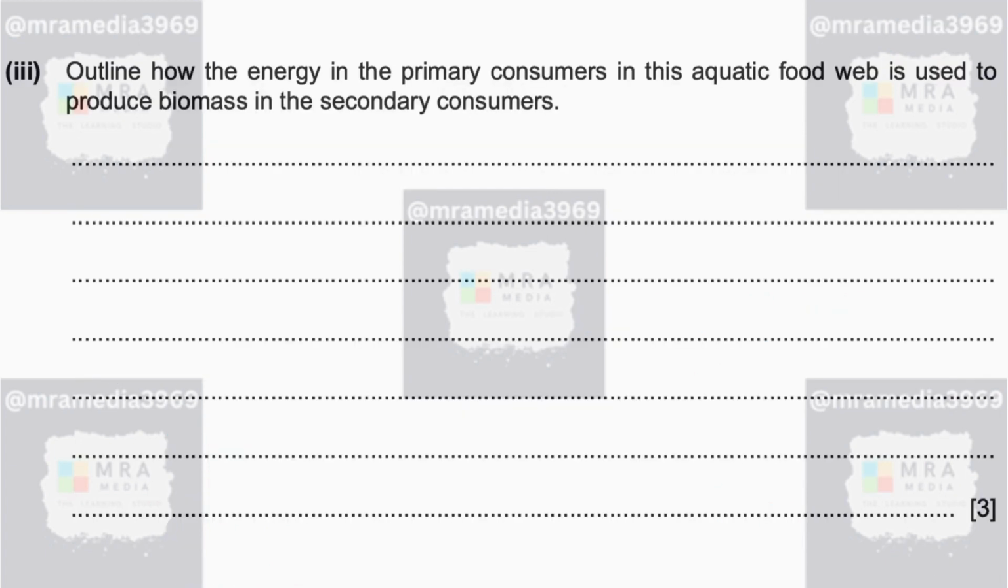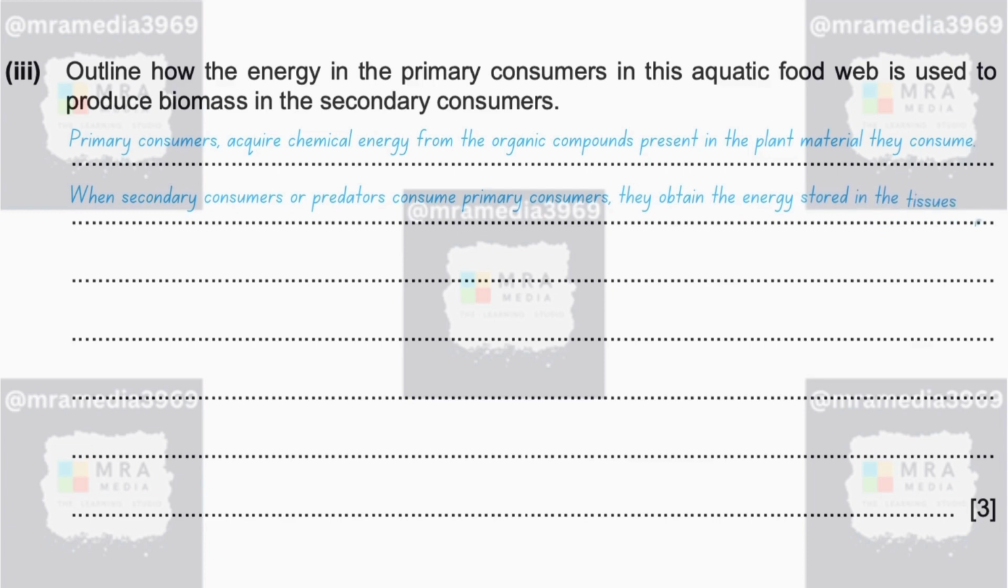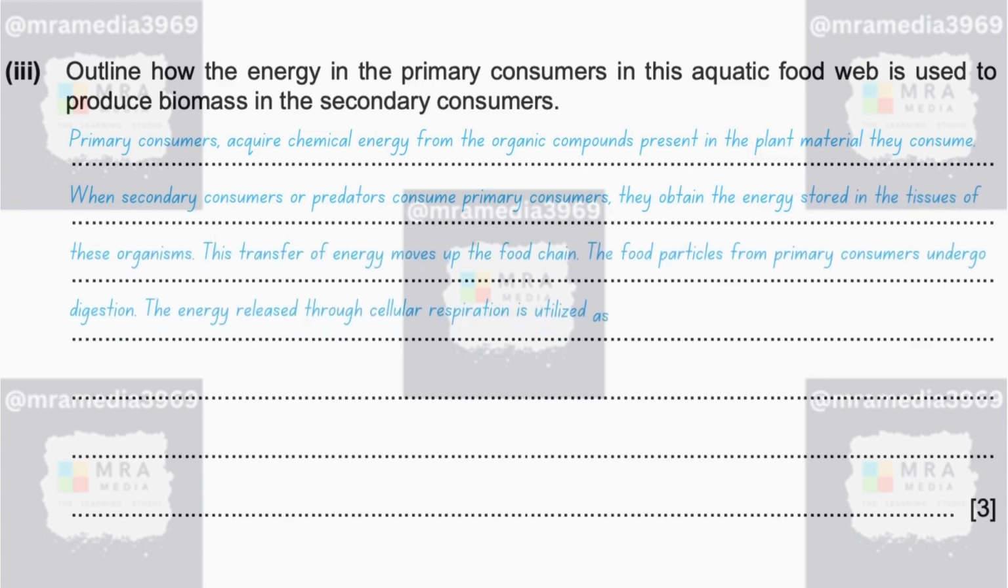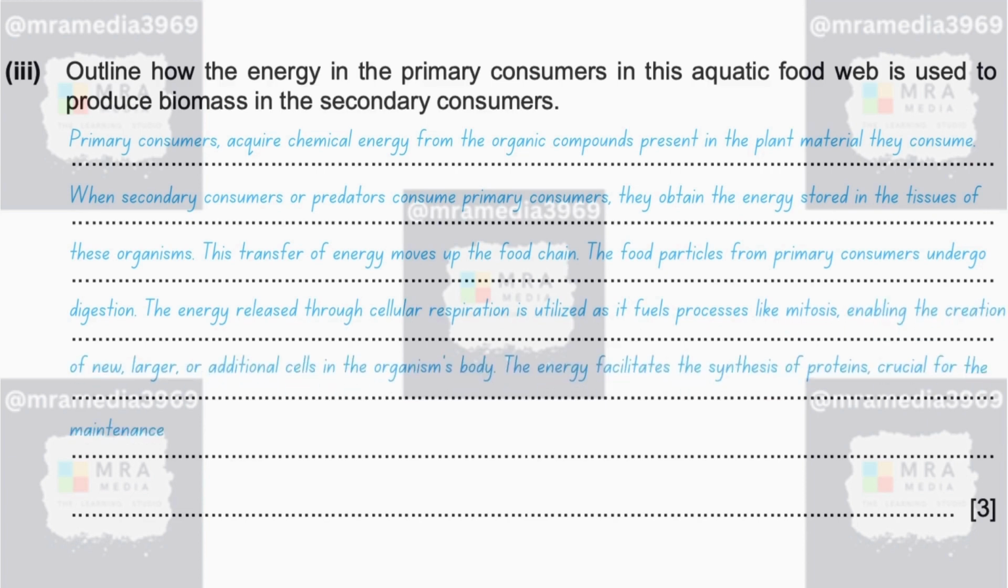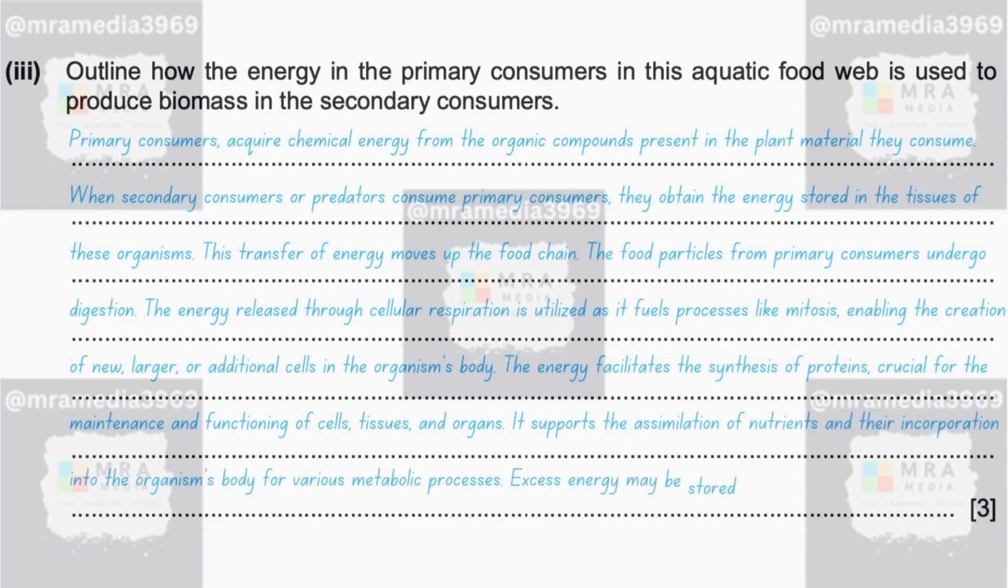Now let's outline how the energy in the primary consumers in this aquatic food web is used to produce biomass in the secondary consumers. Primary consumers, herbivores, acquire chemical energy from the organic compounds present in the plant material they consume. These tissues contain stored chemical energy derived from the photosynthetic process. When secondary consumers or predators consume primary consumers or prey, they obtain the energy stored in the tissues of these organisms. This transfer of energy moves up the food chain.